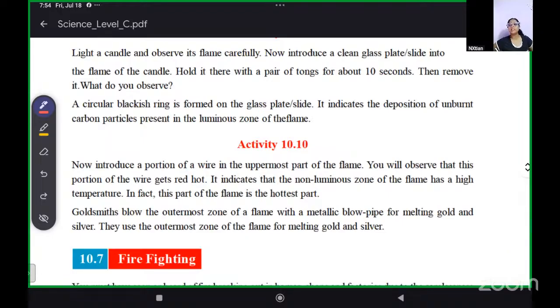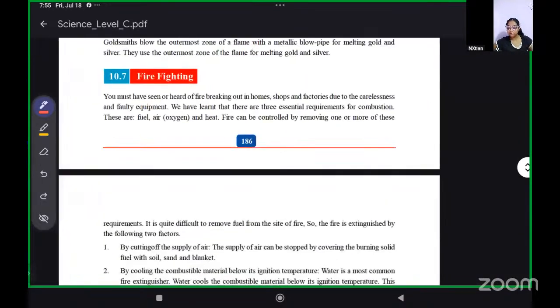That's the hottest part. Now, goldsmiths blow the outermost zone of the flame with a metallic blowpipe for melting gold and silver. For the melting of gold and silver, the outermost layer of the flame is used, because it is the hottest part of the flame. Then we have firefighting.